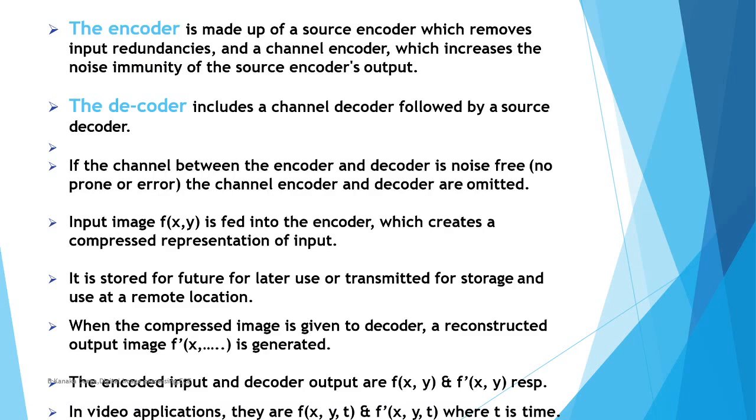The input image f(x,y) is fed into the encoder, which creates the compressed representation of the input. It is stored for later use, or transmitted for storage or use at remote locations. When the compressed image is given, the decoder reconstructs it and the output image f cap of (x,y) is generated. The encoder input and decoder output are f(x,y) and f cap of (x,y) respectively.